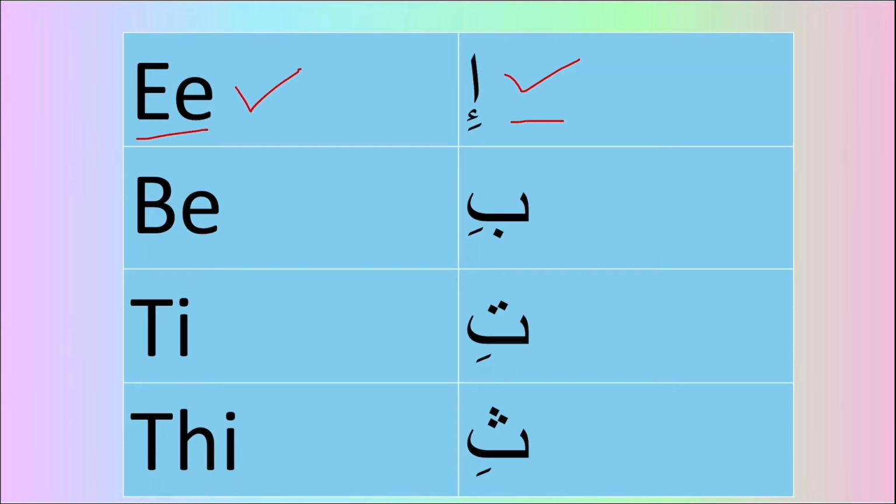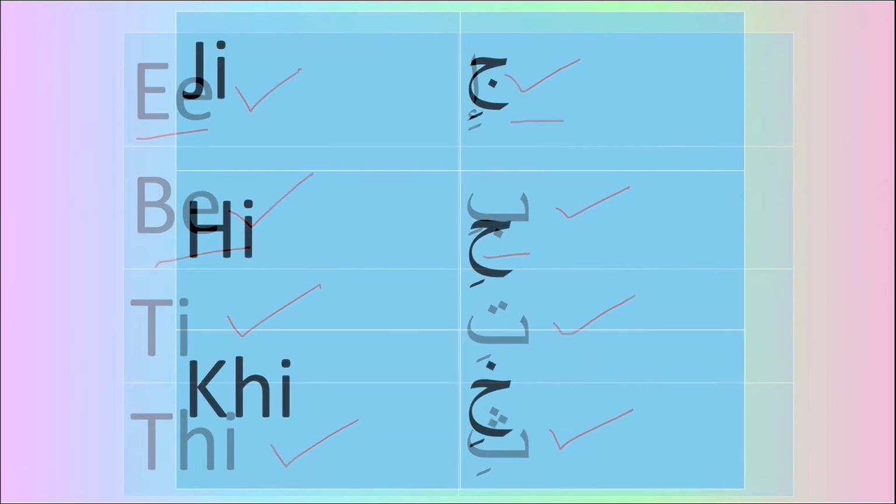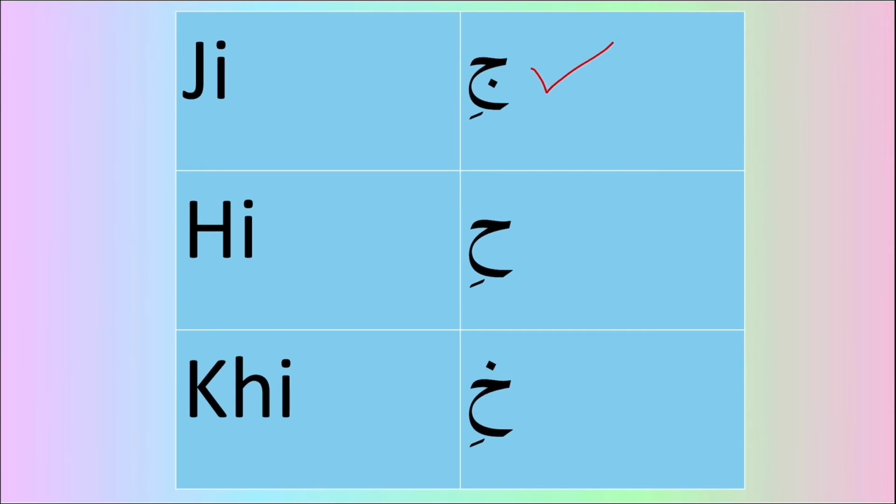If I add kasra to ba, I will get bi. Ba changes to bi. Okay. Then ta kasra ti. Sa kasra si. Okay. If I add kasra to jim, it will be ji. Jim changes to ji. Okay.